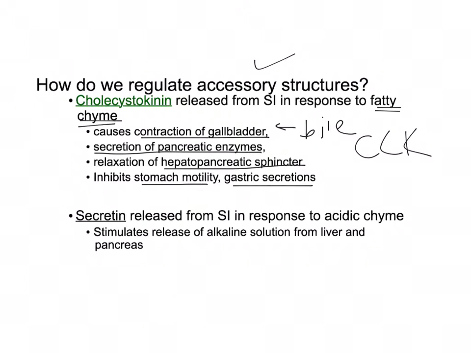Secretin is released from the small intestine in response to the chyme being acidic, the hydrogen ions. It's going to say release alkaline secretions that come from the liver or the pancreas so that we can neutralize the pH.